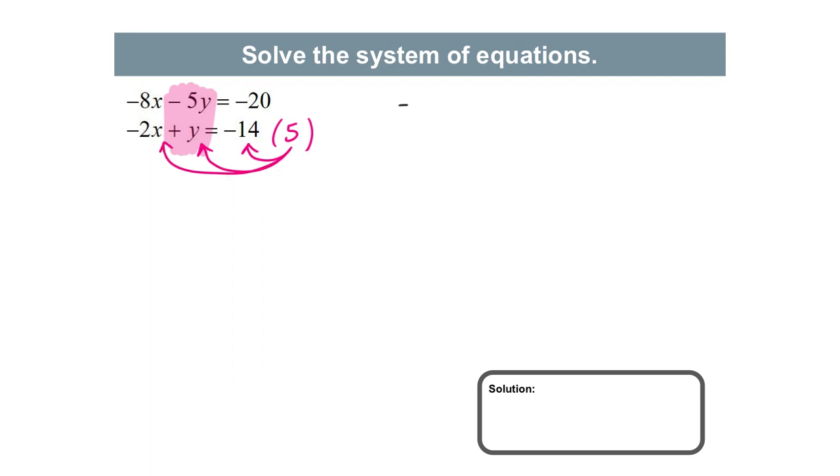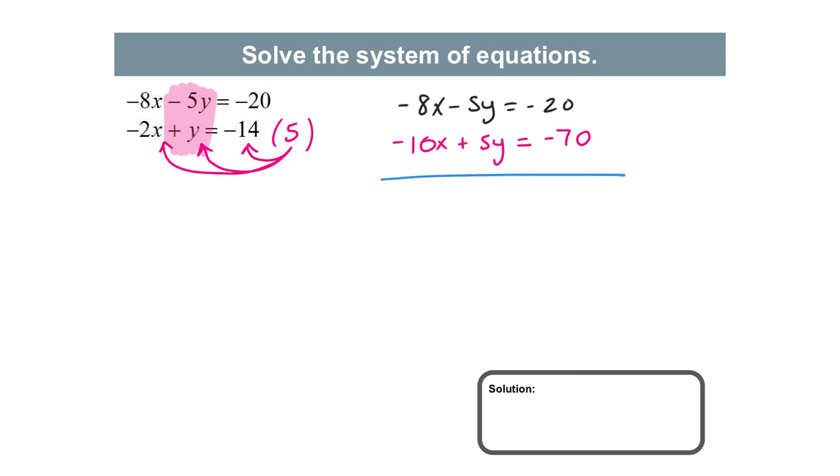So the top equation stays exactly the same. And on the bottom, I will get negative 10x plus 5y equals negative 70. You should be able to eliminate, which means those equal 0. If you can't, go back and look. Do you need to multiply by negative 1? Did you multiply the wrong number? See if you can figure out where you made your mistake.